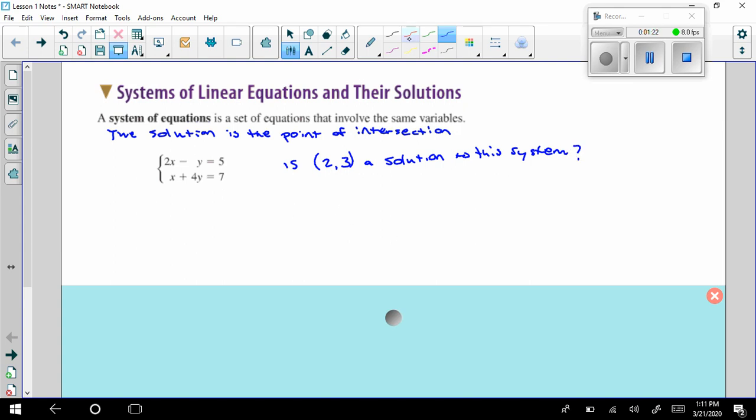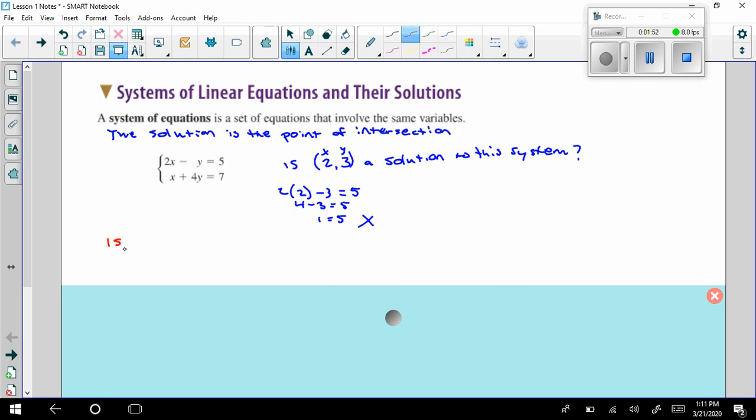then to check that, you would say, okay, 2 times 2 minus 3 is equal to 5. And you would plug this in for x and this in for y. Well, that's 4 minus 3, which is 1, equals 5. And since that doesn't work, we don't even need to check it in the other equation.